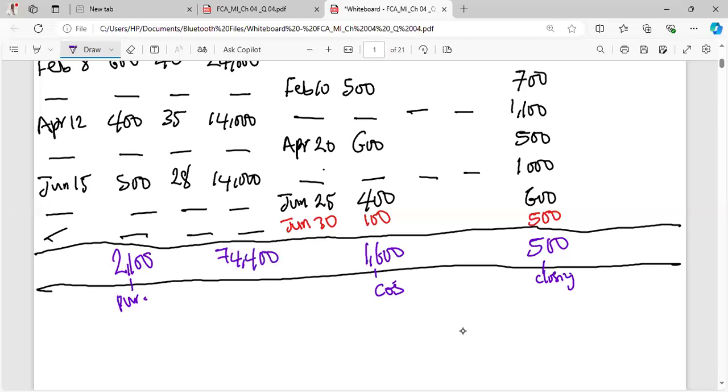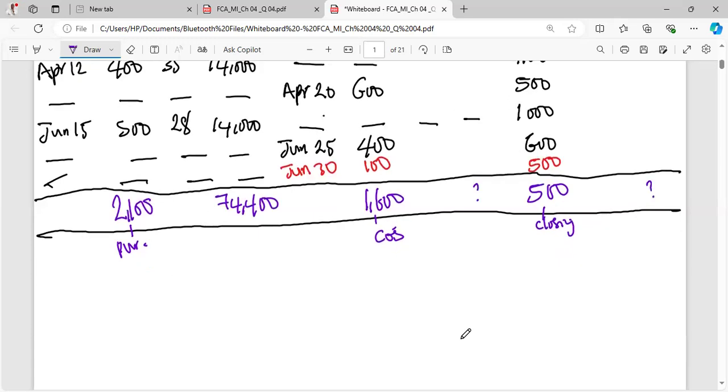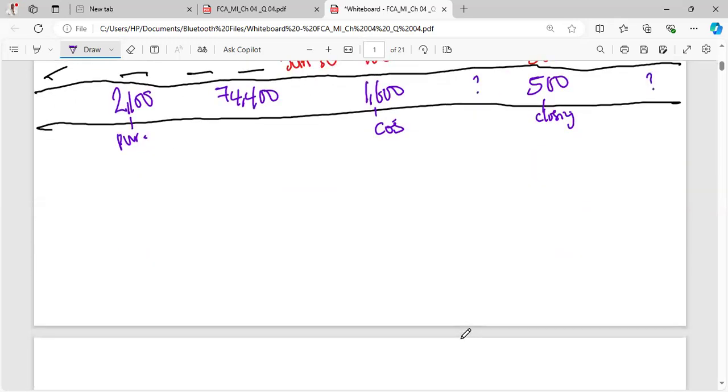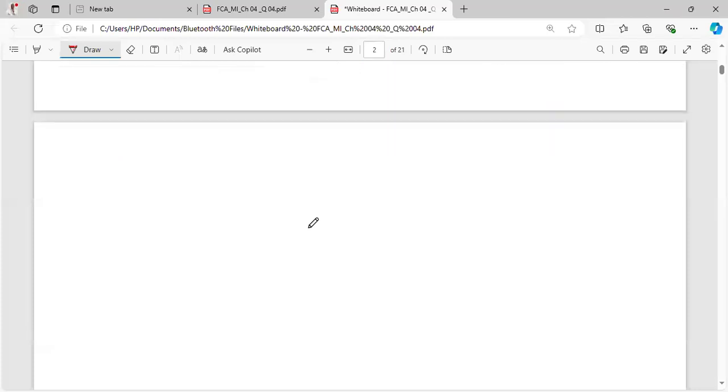All right. We're yet to do this and this. So we'll start by doing our workings here. Let's take it down to do workings on this page. Workings. FIFO.